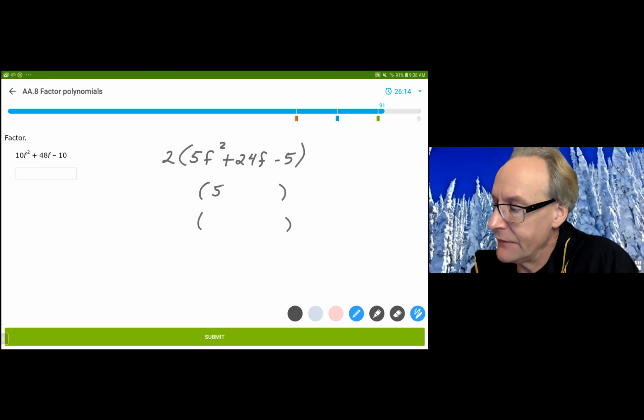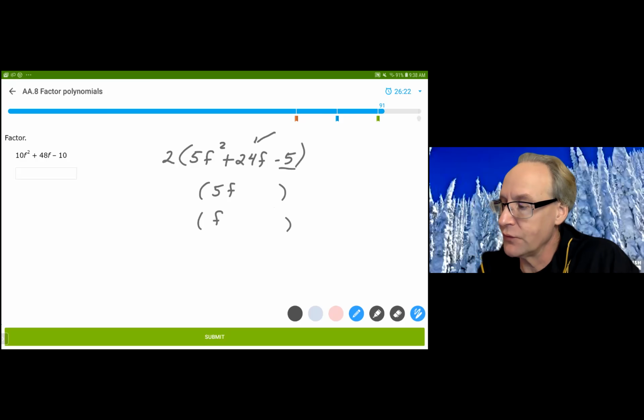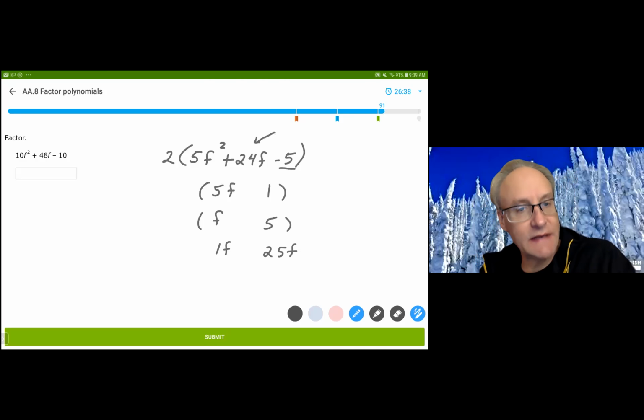I have a 5f and an f, which gives me 5f squared. I know I need a 1 and a 5 to get 5. Remember, we're looking for a difference of 24. And when that number in the middle is big, it means that I need to put the 5 with the 5 and the 1 by itself. That's going to give me 25f and a 1f. And sure enough, that does have a difference of 24. Well, that means that the positive goes with the 25 and the negative goes with the 1.